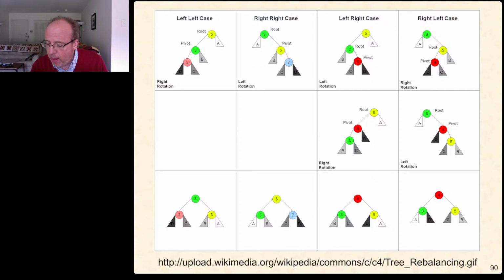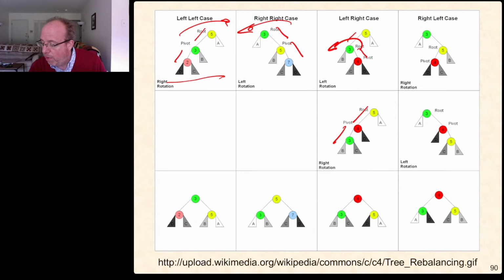So if it's heavy left and heavy left, then a single rotation to the right solves the problem. If it's heavy right and heavy right, then a single rotation to the left solves the problem. If it's heavy left and right, then we need a rotation to the left to make it heavy left, heavy left. Well, once we have heavy left, we know how to solve that. If it's heavy right, heavy left, then we're going to rotate to the right to move the heavy side to the right. And heavy right, we know what to do there.